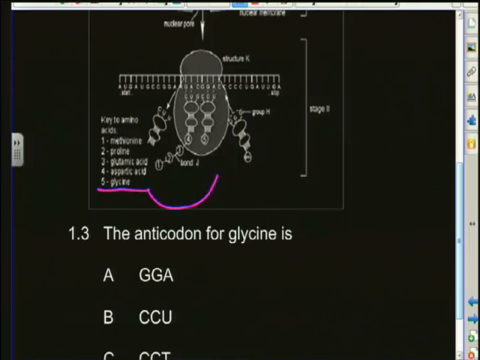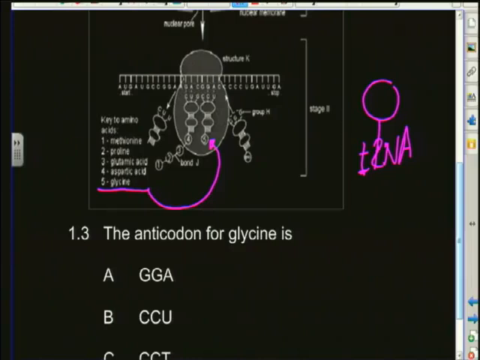If we look at the diagram, there is number 5. And what do we know? The amino acid is attached to a tRNA. I say transfer, but I often refer to it as a taxi because that's exactly what a taxi does. It takes things to and from, and that's exactly what it does with amino acids. It picks up the amino acid, takes it to a place, loads it off, goes back again, picks up another amino acid. So the anticodon for glycine is, and what is attached at the end of a tRNA? An anticodon.